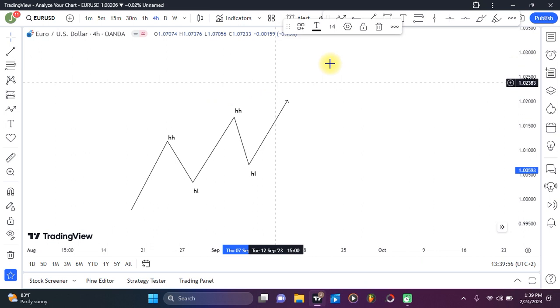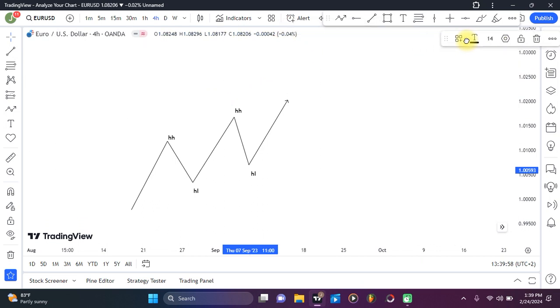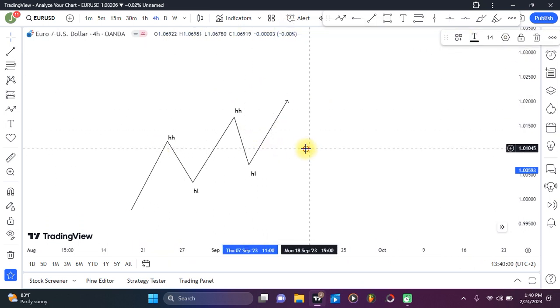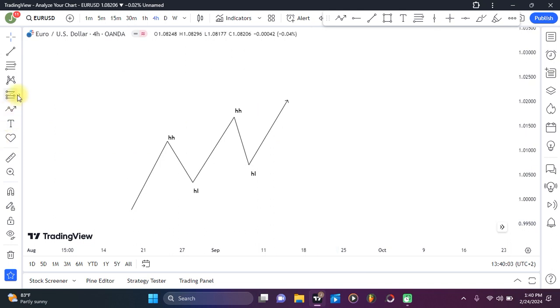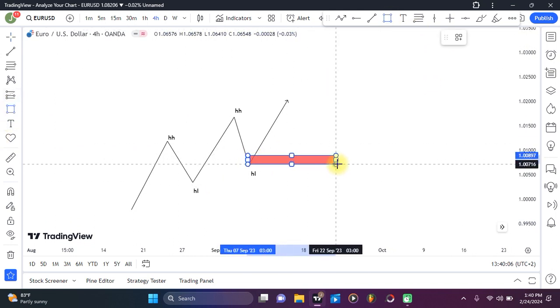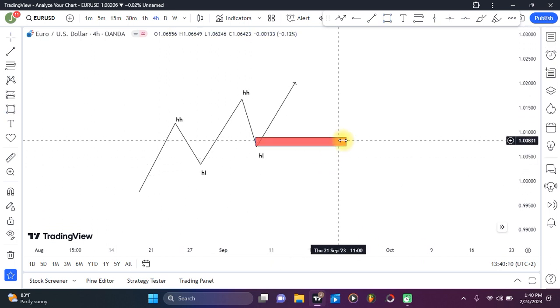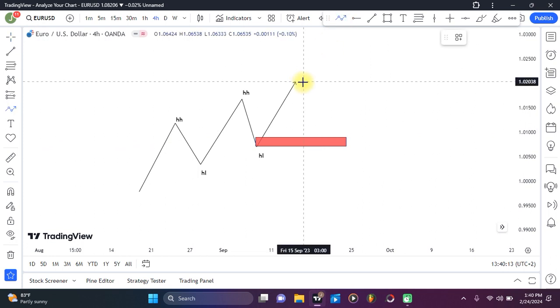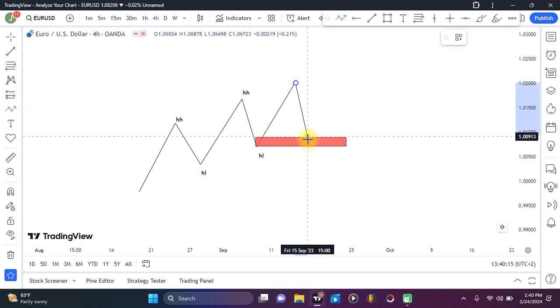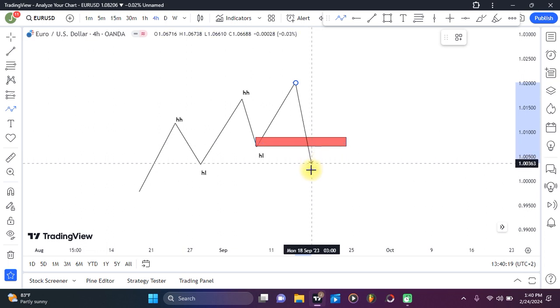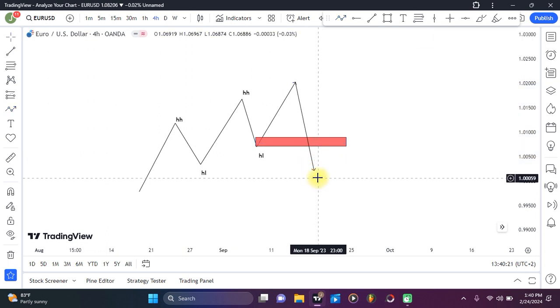Now any SMC trader in this kind of situation would be looking to continue buying to the upside. So we would be looking to be buying from around this area here. This is where we would mark our order block. Okay, so now let's say the market will retrace to the downside, but instead of respecting this order block, it takes out that order block and it pushes to the downside.